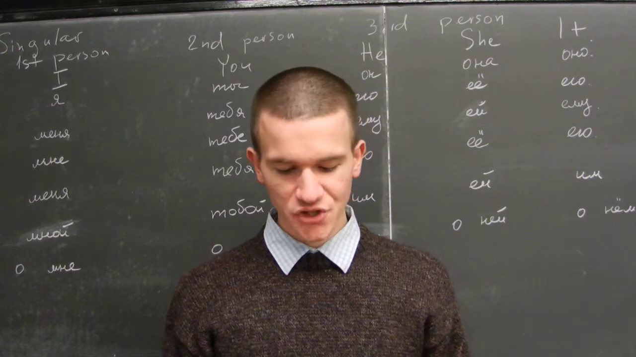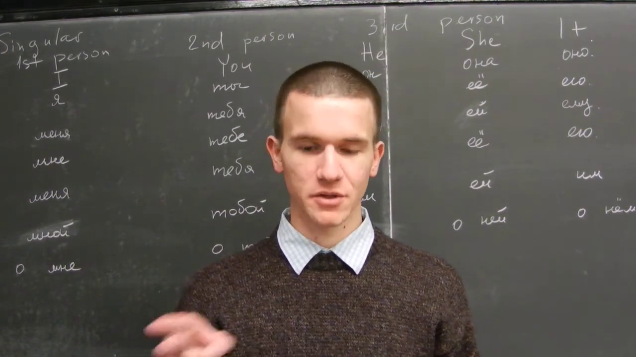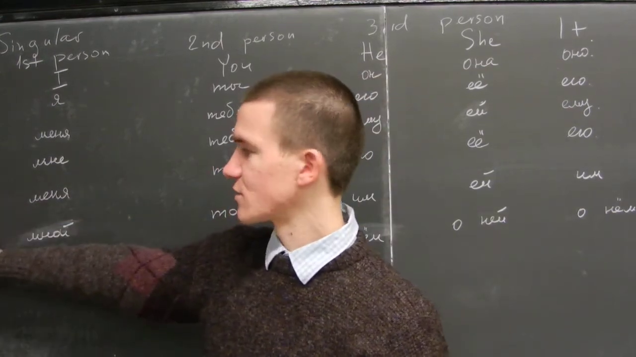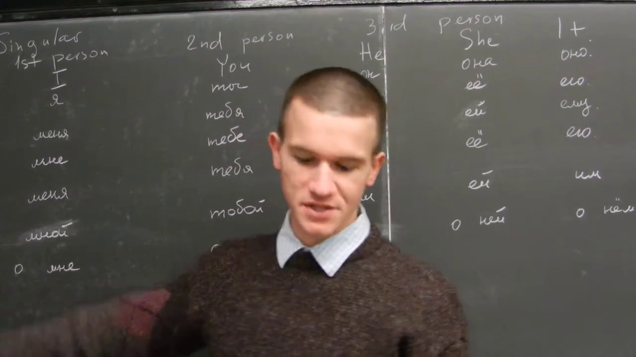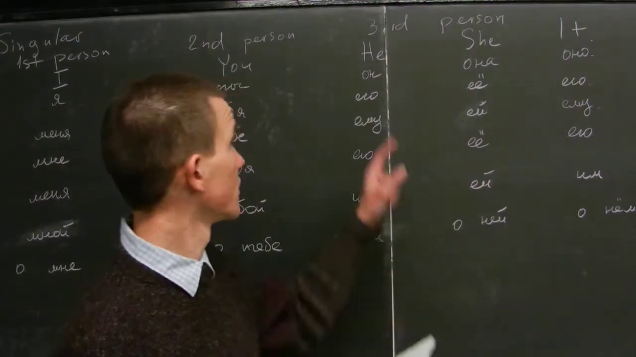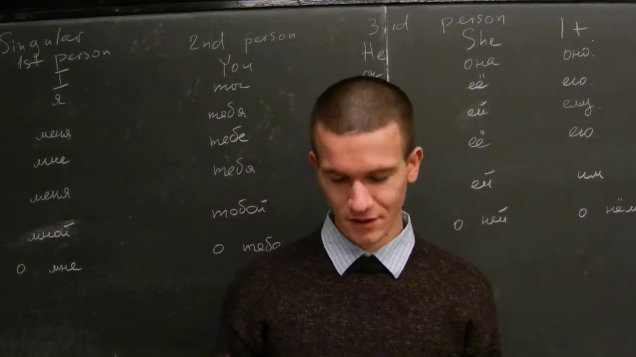Personal pronouns in Russian distinguish three persons, two numbers, singular and plural, six cases: nominative, genitive, dative, accusative, instrumental, and prepositional, and in the third person three genders: he, she, and it, on, ona, and ono.